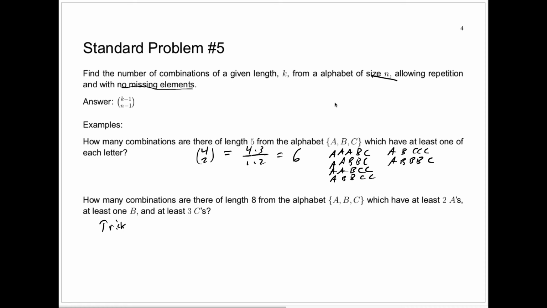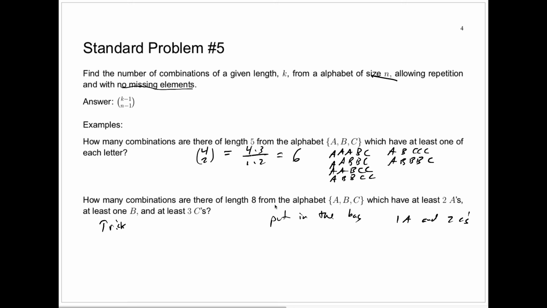The trick is this. We have to have at least 2 A's, at least 1 B, and at least 3 C's. Think of taking your bag and putting in 1 A and 2 C's. Now, why 1 A and 2 C's? Well, we need at least 2 A's. If I put 1 A in already, the remaining stuff I have to choose from will still need at least 1 more A. I'm ignoring the B's because here I just require at least 1 B. And since I require 3 C's, I'm going to put 2 in right away.